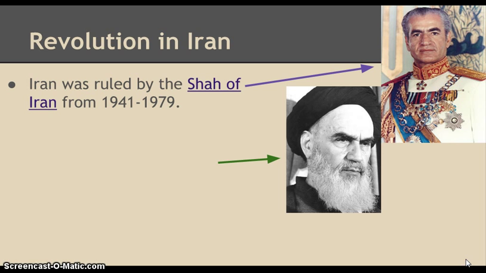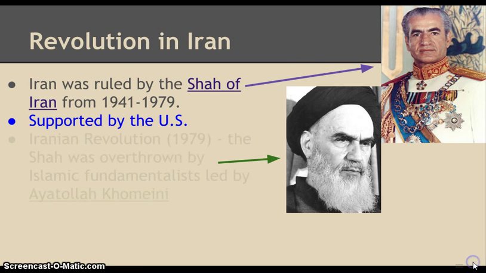Now, Iran, after World War II, is going to be ruled by the Shah of Iran, who is also going to be supported by the United States. So you can see the purple arrow here. Now, he is going to be, I guess we can use the word ruthless, all right? He's going to institute some reforms that a lot of the traditional Iranians aren't going to be supportive of, right? So that's going to lead to a lot of animosity or anger towards his rule, right?